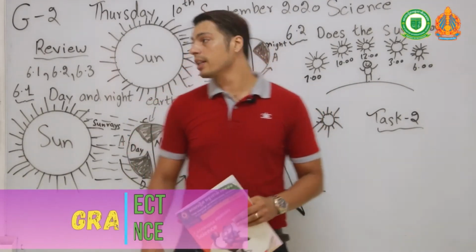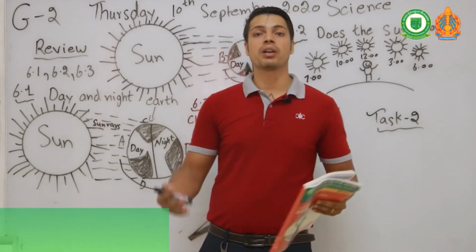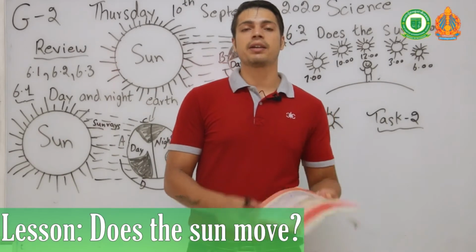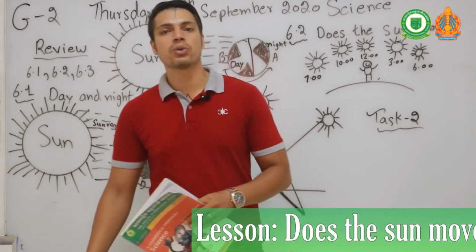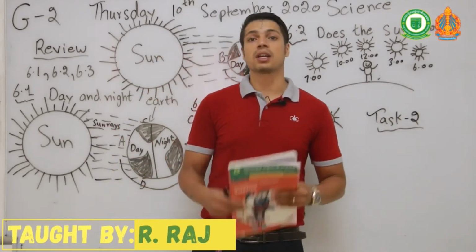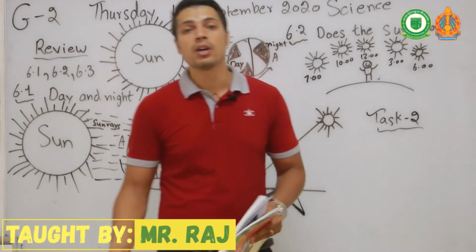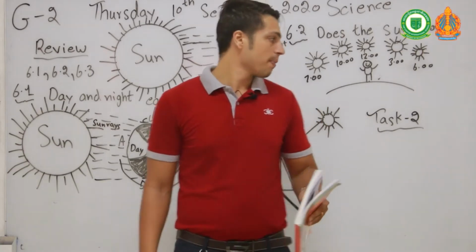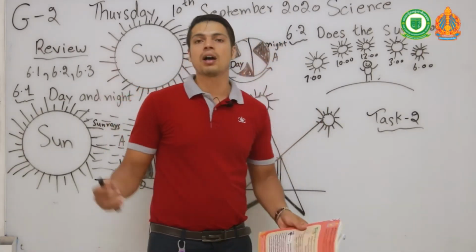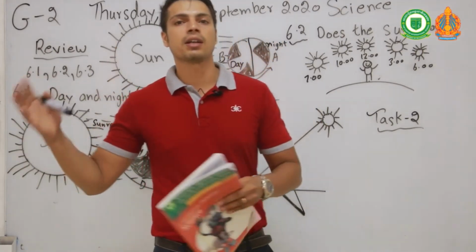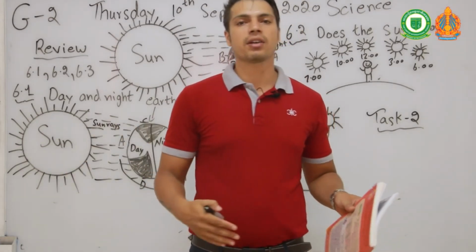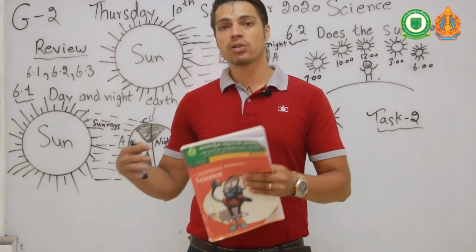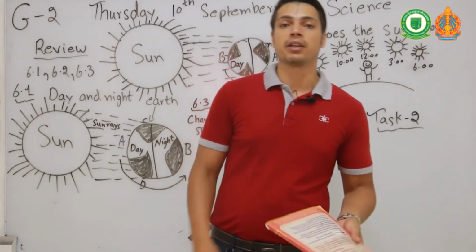So today we are reviewing what we have learned in the last 2 weeks, like day and night, okay, changing shadows, and does the sun move. But the sun actually does not move, and we saw how day and night occur, okay, and how shadows are longer in the morning and in the evening, and we see short, small shadows in the midday, okay.